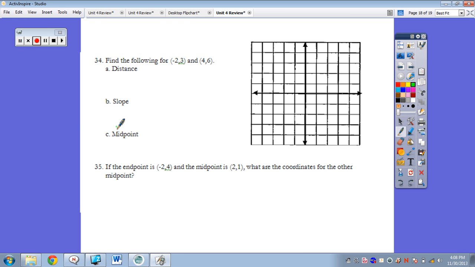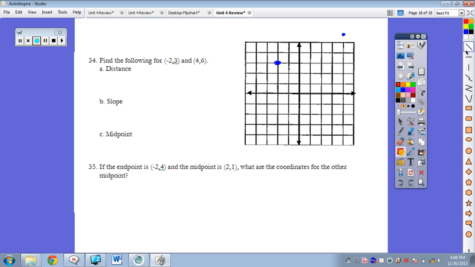Alright, distance, slope, and midpoint between these 2 points. So the first point is negative 2, 3. So negative 2, 1, 2, 3 is that point right there. Okay, and then 4, 1, 2, 3, 4, 1, 2, 3, 4, 5, 1 off graph. Okay. Alright, so in order to find, we'll start with distance. So let me connect these 2 points.